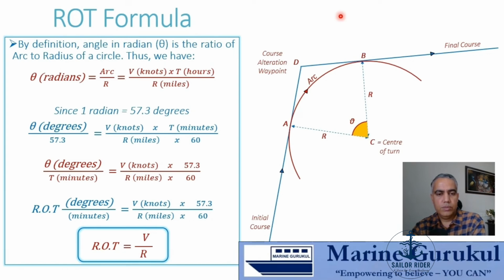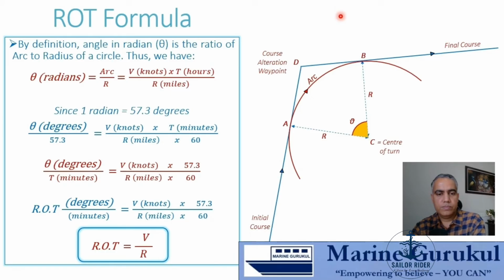So the speed and the radius should be selected in such a way that the resulting rate of turn is achievable in the present conditions. So whenever a turn is planned, it should be kept in mind that the speed and radius has to be adjusted in such a way that the resulting rate of turn is achievable for that particular ship.